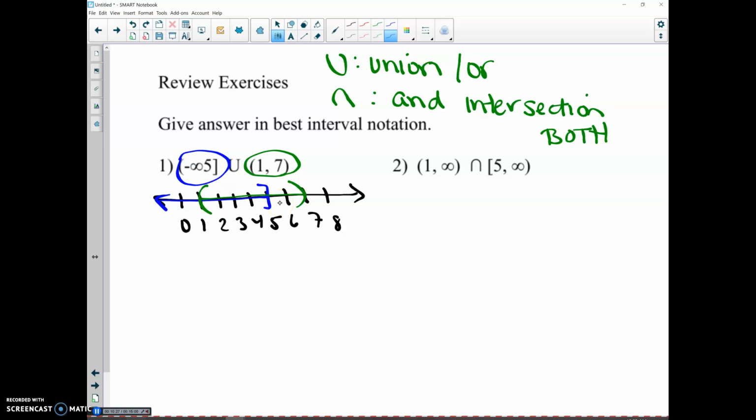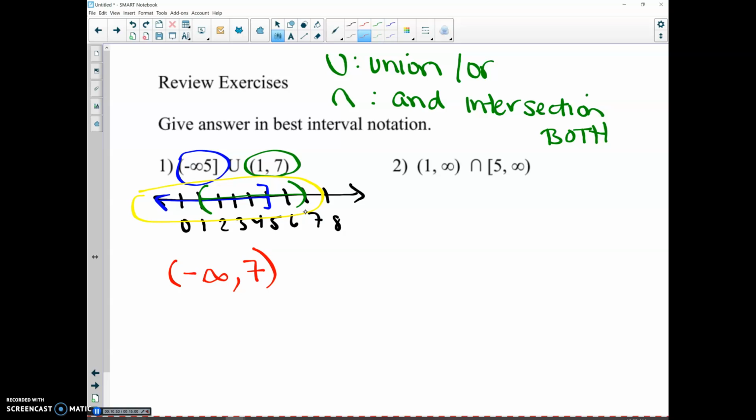It is all one piece. There are no two separate pieces. So for the union, you can simplify this to be the entire interval, negative infinity to 7. So the final answer for this one would be negative infinity to 7 with a parenthesis, because that is the symbol that is with 7 at the time.